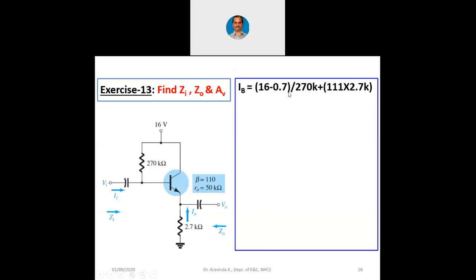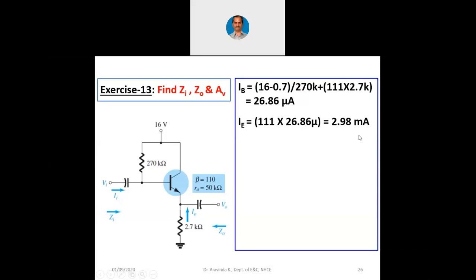IB is nothing but (VCC minus VBE) divided by (RB plus (1 plus beta) into RE). This is the formula used both for common collector configuration and for self bias in common emitter configuration. So in that way, we find the value of IB, that is 26.86 microampere. Once you find IB, you can find IE. Let us substitute the accurate value 1 plus beta for our sake. IE is 110 plus 1, that is 111, into 26.86 microampere, that is 2.98 milliampere.